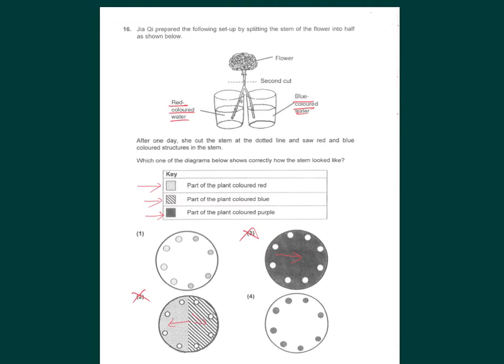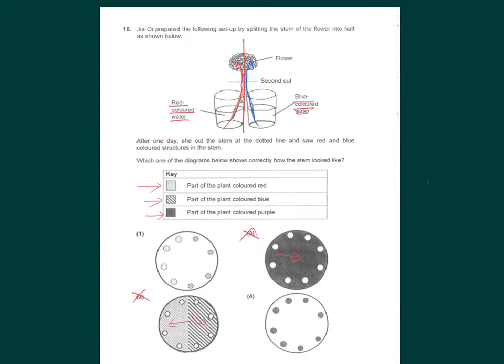So that leaves us with only 1 and 2. But earlier on, if you realize what I said, the colored water does not actually mix. In fact, on one side of the flower you see red, and the other side we see blue. So if I were to draw a line here, all the red water is traveling from here up to this part of the flower, and the blue water is traveling up from this part. So you will not expect any mixing at all.